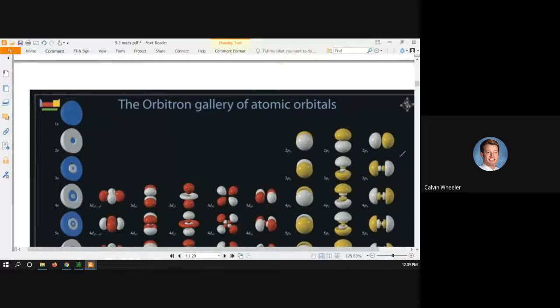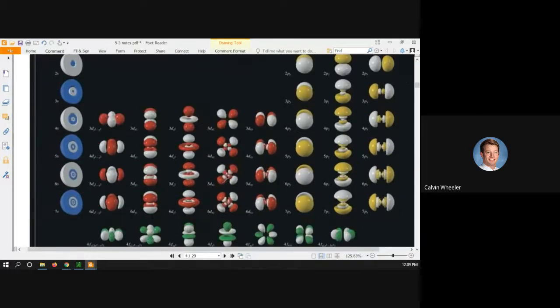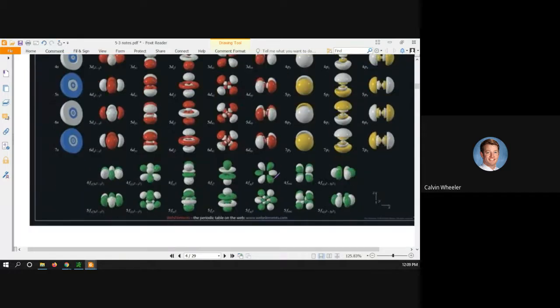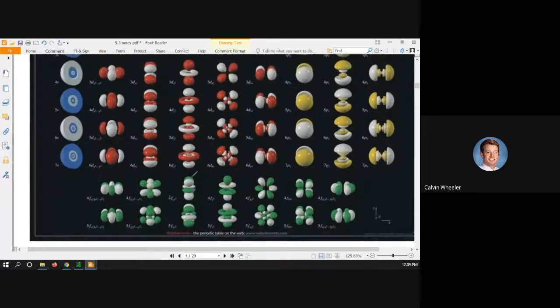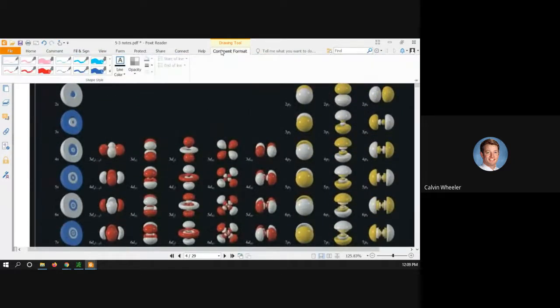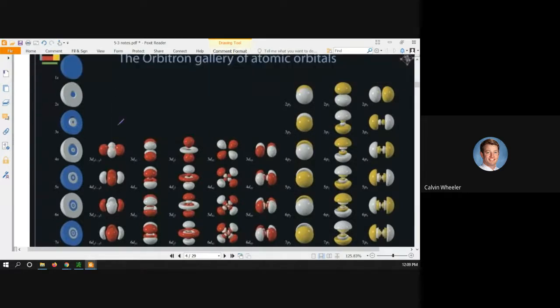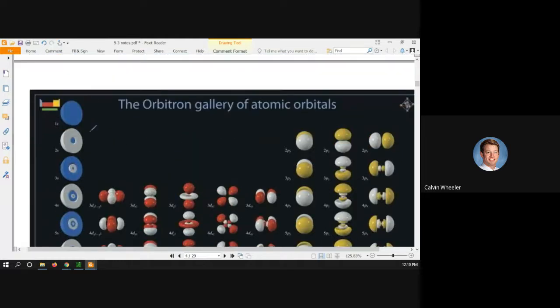Spheres, peanuts, double peanuts, and peanuts with donuts, and then just plain funky ones. These sphere ones are called s orbitals. These peanut ones, I'm being deliberate in describing these shapes, these peanut ones are your p orbitals. S for sphere, P for peanut.